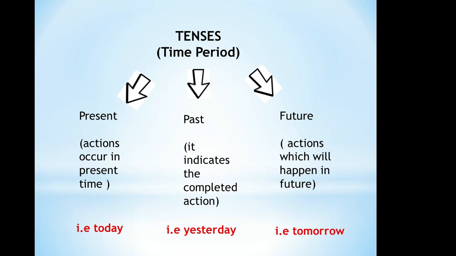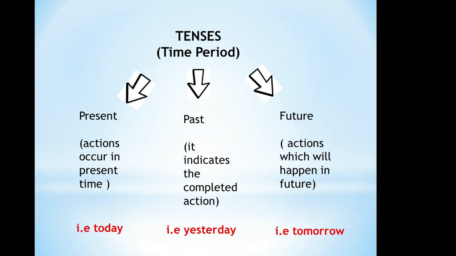Tenses actually, we have divided time into present, past and future. So if anyone asks you what are tenses, you can say that tense means a time period. So we have divided time into present, past and future. Present is actions occur in present time. All the actions that are going on right now in the present situation, that is called present tense. And the actions which happened in the past, which are completed in the past, they come in past tense. It indicates the completed action.